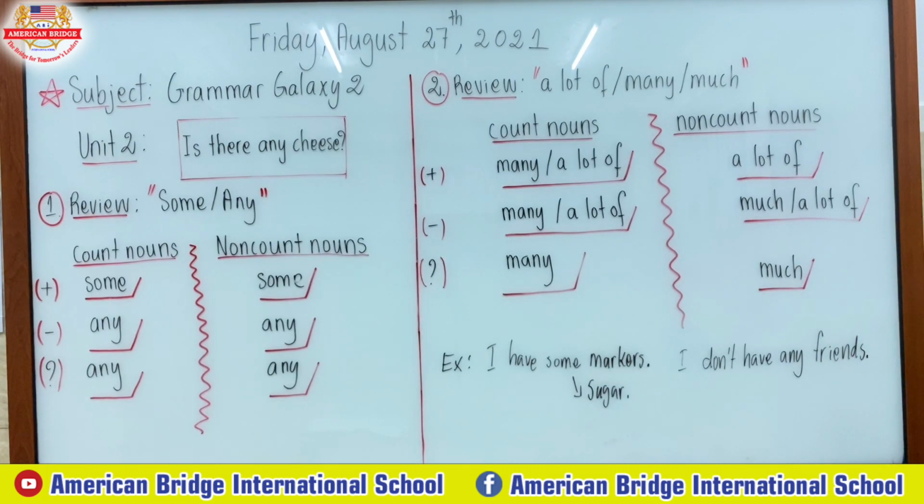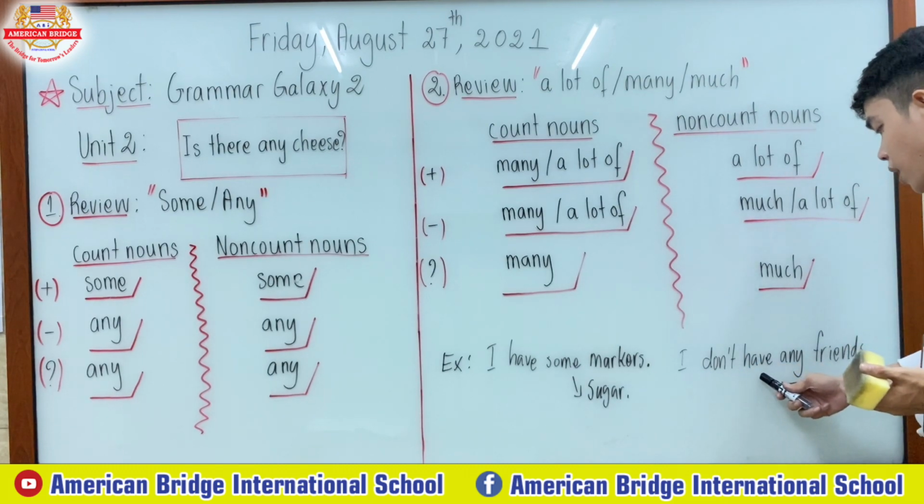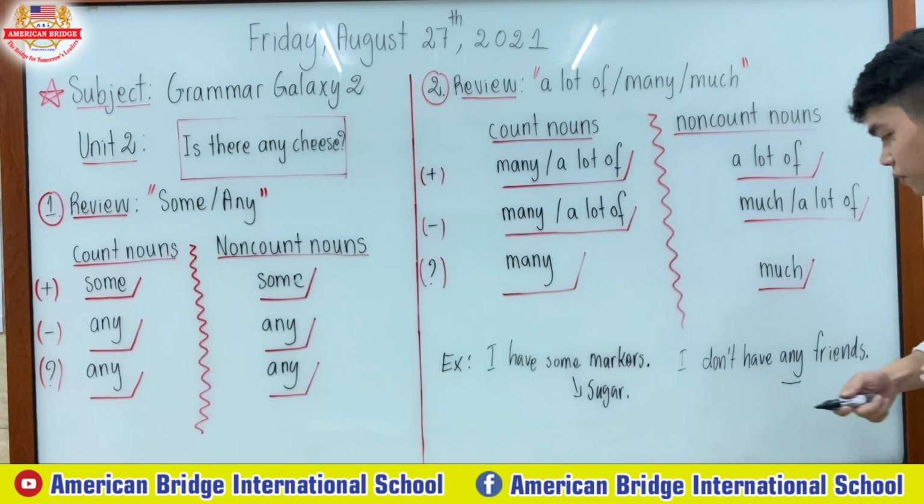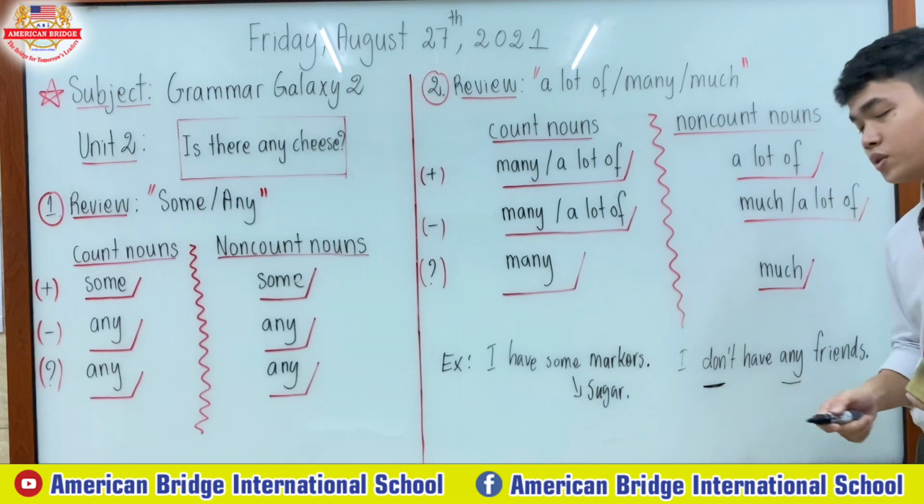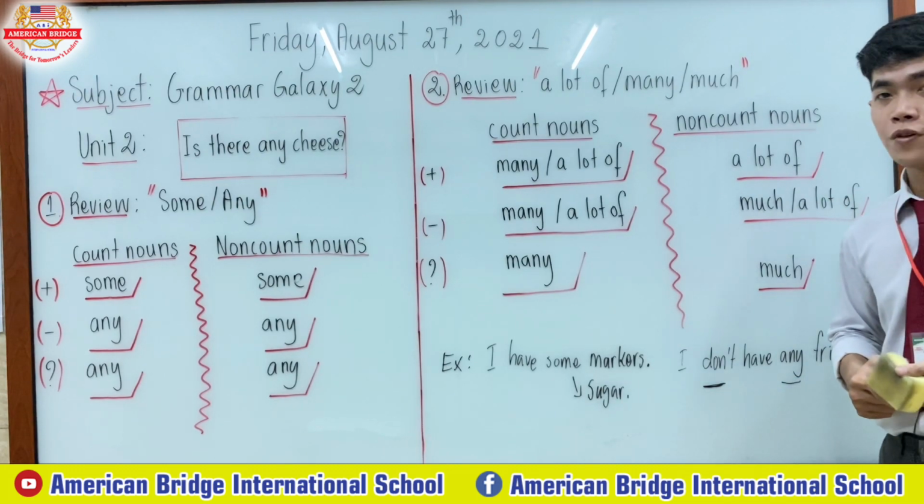So friend is the count noun, right? Because as we know the word any can be used in both count noun and non-count noun, but it is in the negative form. I don't have any friends. See the word don't? So don't here actually shows the negative form, right?